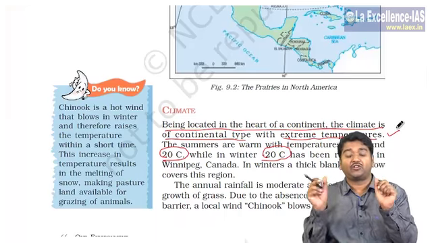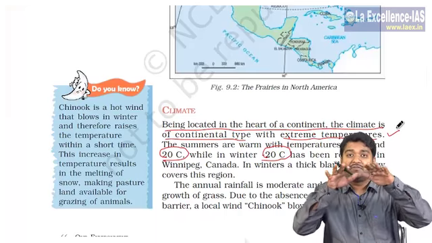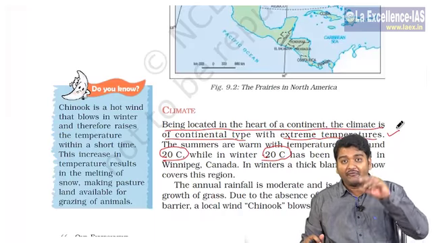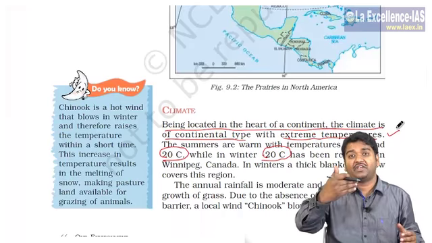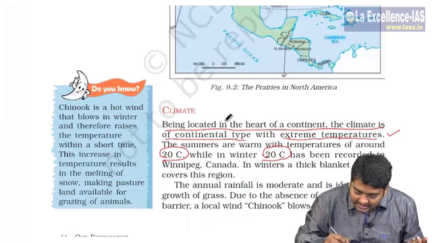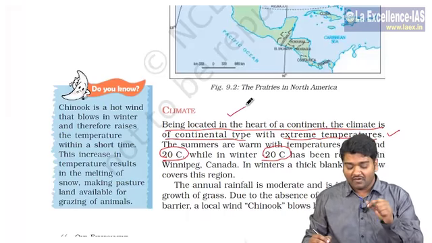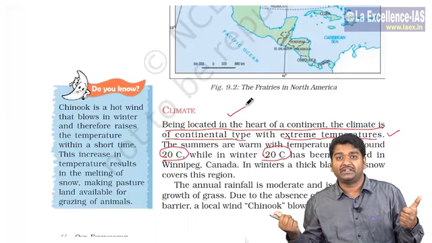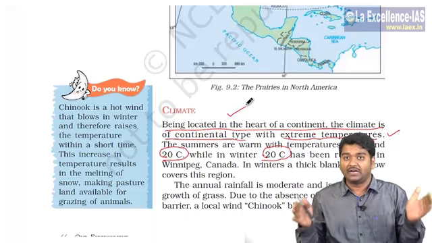But near the ocean, because of the influence of land and sea, usually the temperature will be moderate. If you take Kerala or Chennai, the temperature will be the same throughout the year. But where it is farther away from the ocean, usually we call it continental type, right? Where in summer it is 20 degrees Celsius, in winter it is minus 20 degrees Celsius. This is what we need to understand.